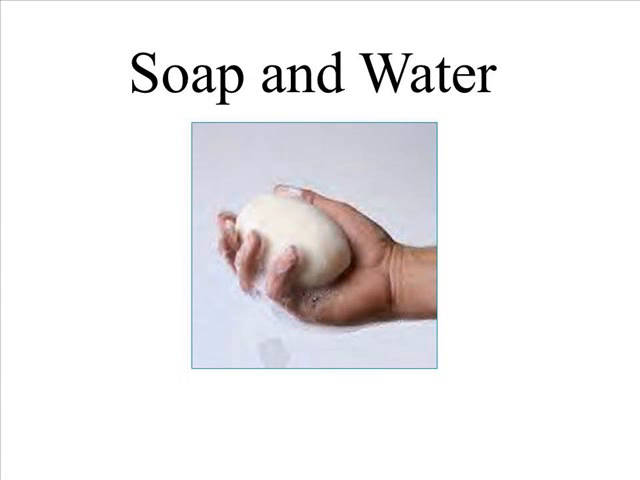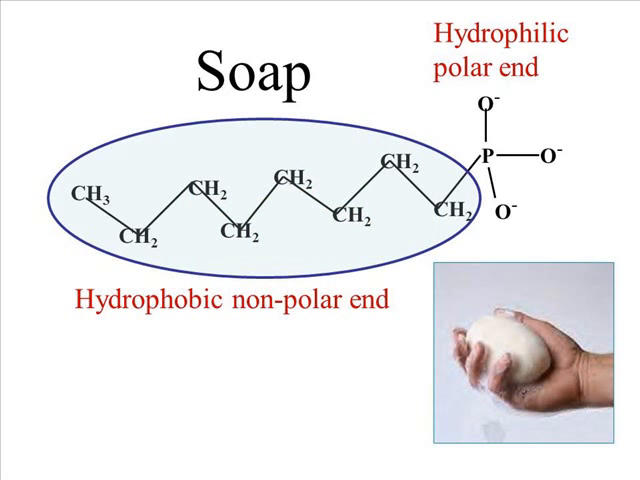Soap has the ability to bring together substances that have different polarities. Soap itself has a large nonpolar or hydrophobic end and a smaller hydrophilic or polar end. The soap molecule will attach to the nonpolar substances with its hydrophobic end and with water on its hydrophilic end, and this allows the soap molecule to bring together oils and water and allow things that don't normally mix to mix and be washed away.